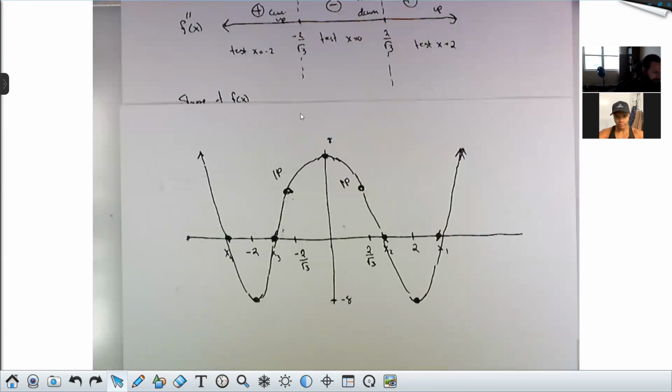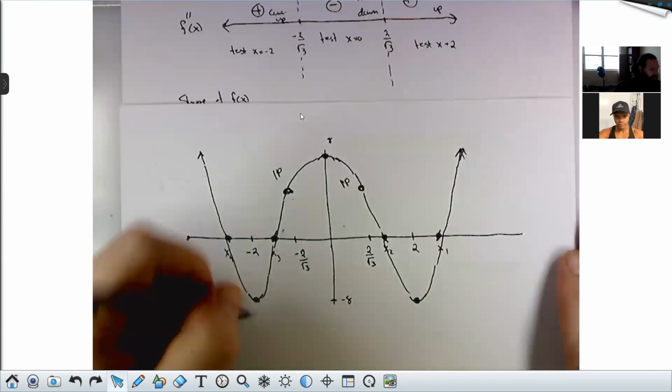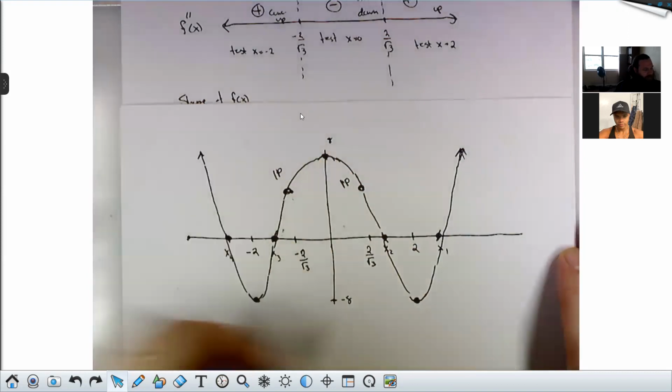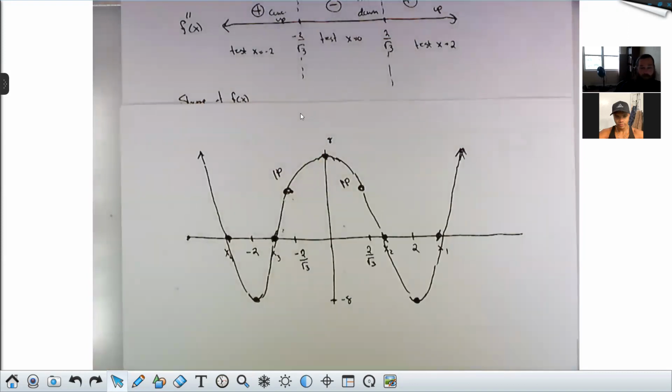I'm fine with that. The main thing is finding mins and maxes, finding inflection points, finding end behavior, and knowing what it looks like when you string all of those pieces together with appropriately shaped pieces, right? Increasing concave up, decreasing concave down, all of that.